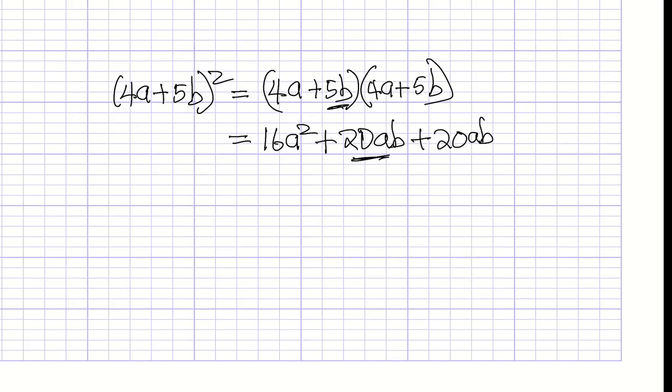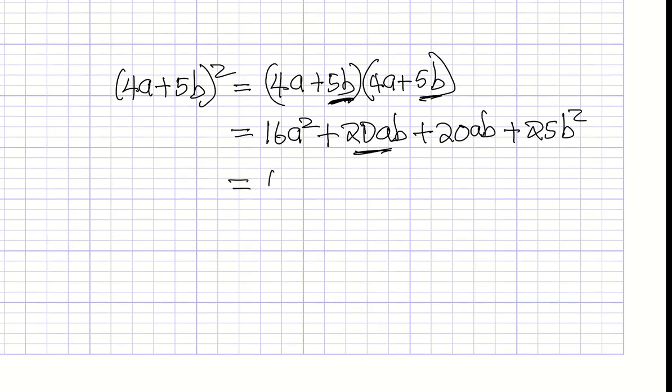And then 5b times 5b, you're gonna get 25b squared. Simplify: 16a squared plus, look at that, you add those together, you get 40ab. It's like you're adding 20 oranges to 20 oranges. And then 25b squared. I don't think we can simplify anymore. So we keep going. It's nothing to be scared of. They just made it a little bit confusing, that's all.